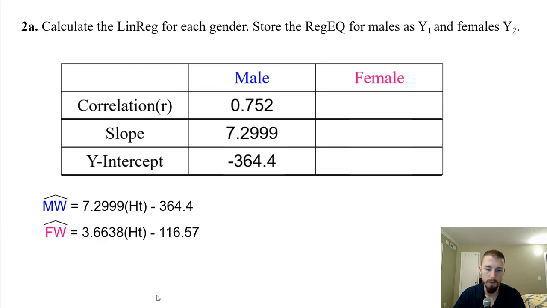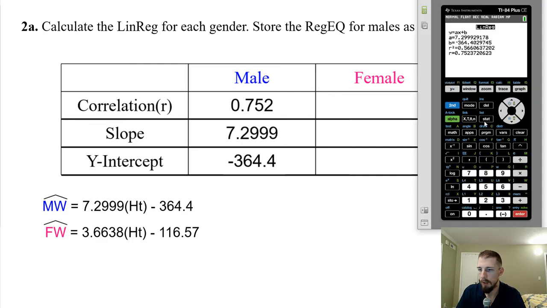All right, and then for the females, we're going to do the exact same thing. So stat, arrow over to calculate, linear regression. This time I'm going to do female height and female weight. So second list 8, and then second list 9, I think, if I remember right. We store the regression for the women under variables, Y variables, function Y2.